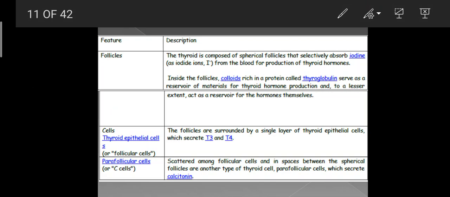The cells of the thyroid follicles are cuboidal epithelial cells. They are surrounded by a single layer of thyroid epithelial cells which secrete T3 and T4. Parafollicular cells or C cells are scattered among follicular cells in spaces between the spherical follicles. They are another type of thyroid cell and they secrete calcitonin.